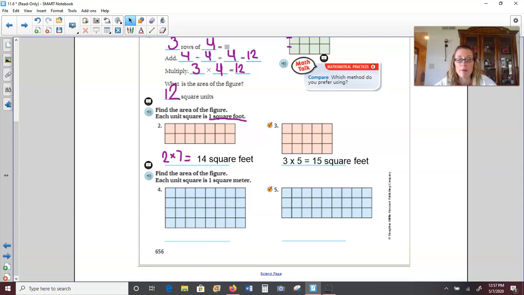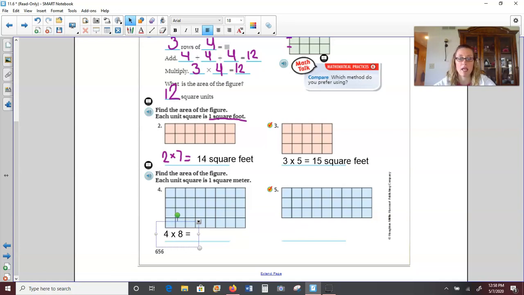All right, moving on. Number 4, find the area of the figure. Now, this time, each unit square is a square meter. So, on number 4, how many rows are there? Remember, rows go across. I see 4 rows. Let's move it down here. 4 rows times how many is in each row? 1, 2, 3, 4, 5, 6, 7, 8.